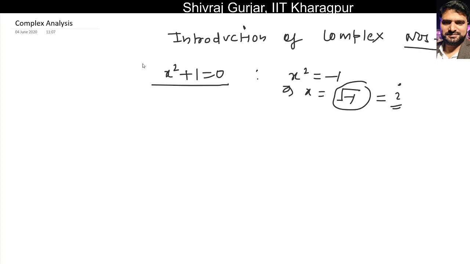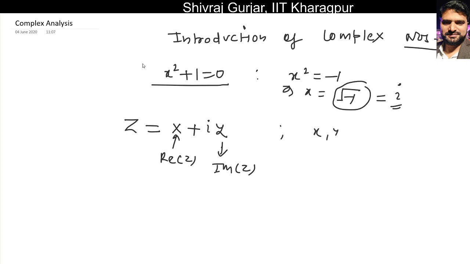Okay, so generally we denote a complex number by z, which is represented as x plus iota y, where this x is the real part of z and this y is the imaginary part of the complex number z. One more thing: here x and y are real numbers, they belong to the set of real numbers, so that is z.